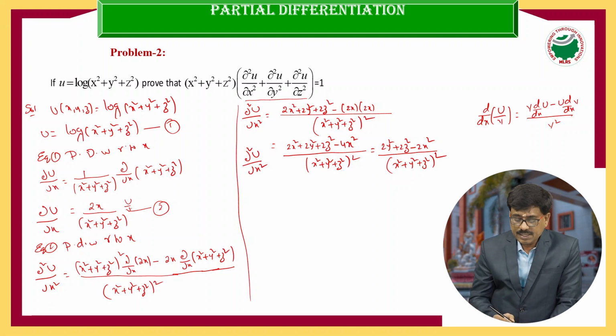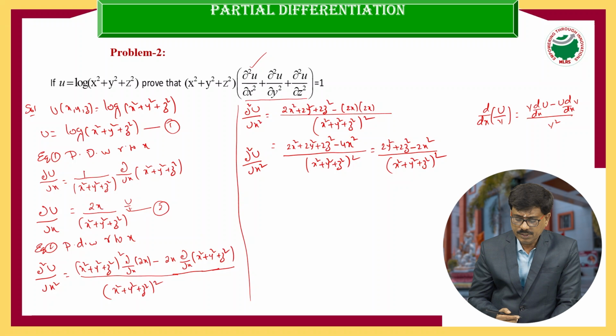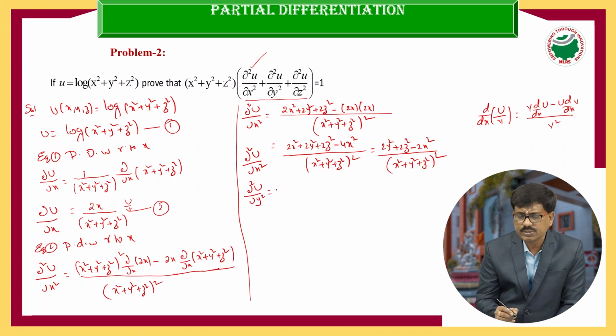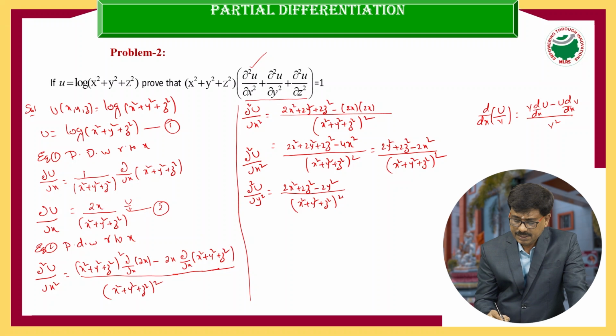Now similarly, already we calculated ∂²u/∂x², the second partial derivative with respect to x. Similarly, I can write this one ∂²u/∂y². No need to calculate, similarly we can write like this. What happens? The denominator becomes (x² + y² + z²) whole squared, and the numerator becomes 2(x² + z² − y²).